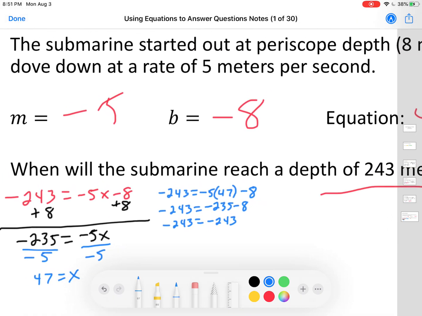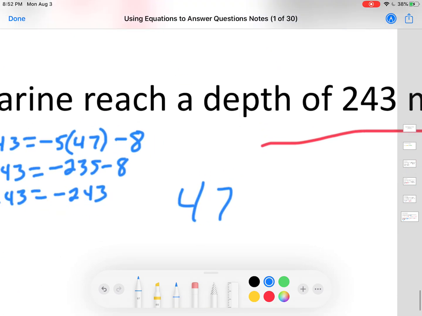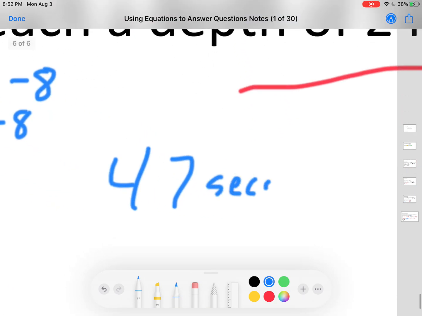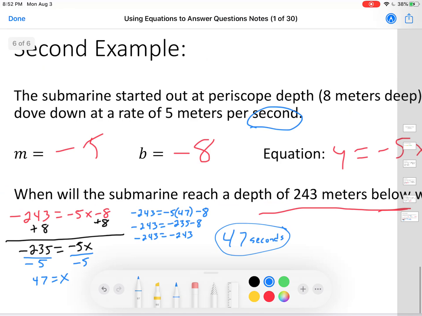What will be the answer to the question? When will the submarine reach a depth of 243? Well, it's 47 something, and it's 47 seconds because that says seconds. 47 seconds is when it will reach a depth of 243 meters below the water level.